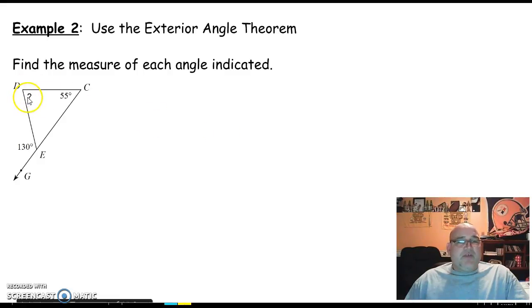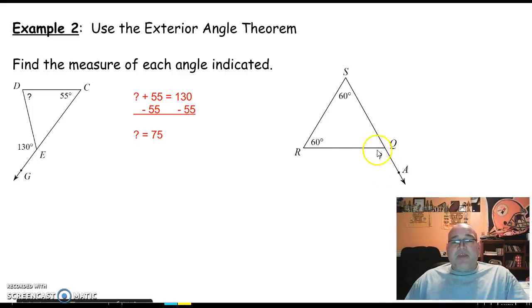I want to know the measure of this angle right here. Well, 130 is an exterior. It's equal to the sum of the two remote interiors. So the unknown angle plus 55 has to equal that exterior angle of 130. We can subtract 55 on both sides, and we find out that this interior angle right here is 75.